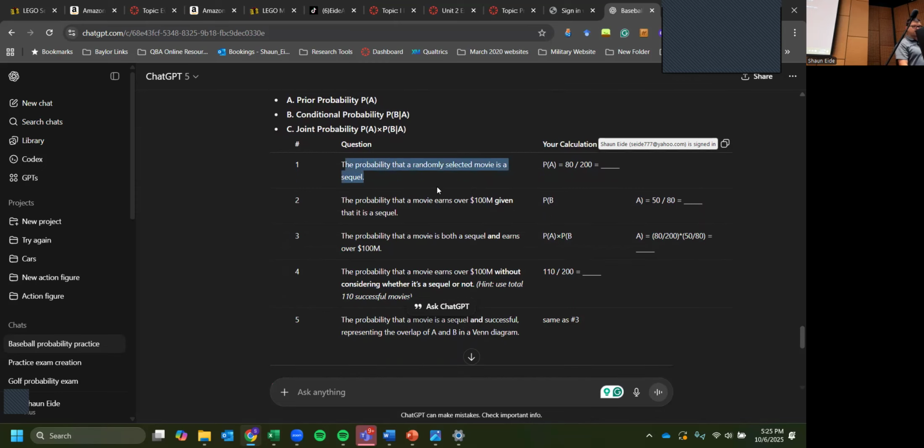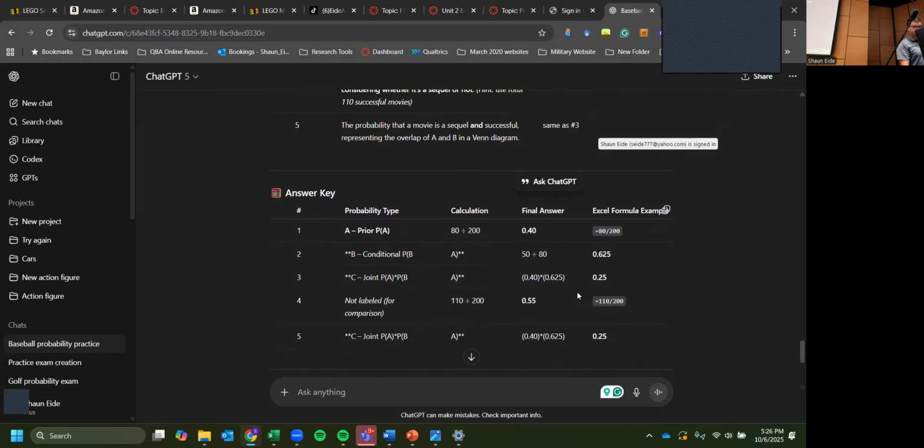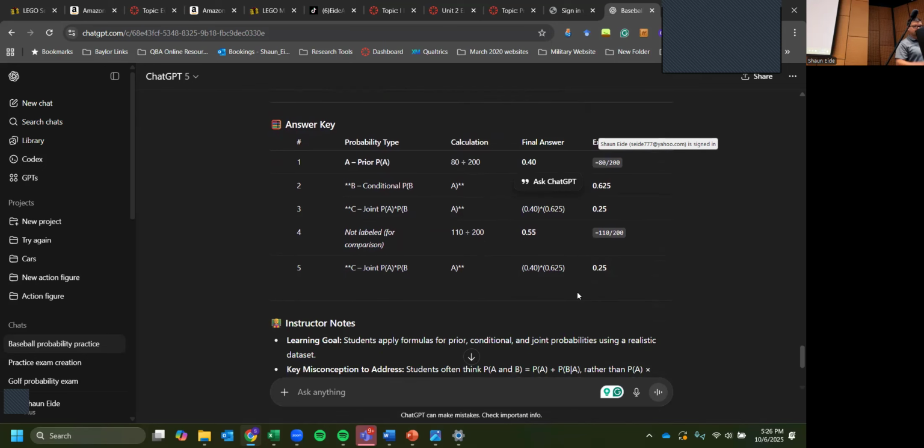The probability that a randomly selected movie is a sequel. This is the prior probability, just 80 out of 200. The probability that a movie earns over $100 million given that it's a sequel. So this is where it gets screwed up. You guys see this right here? There's this given that symbol. It does something to the format, but it's essentially 50 out of 80, and so on and so forth. Okay. Questions about this?